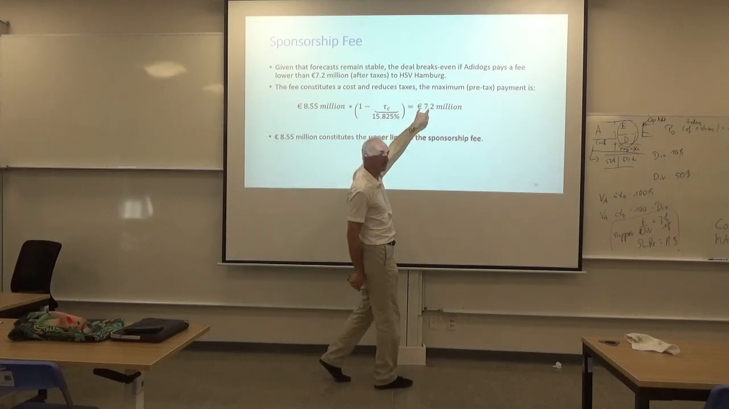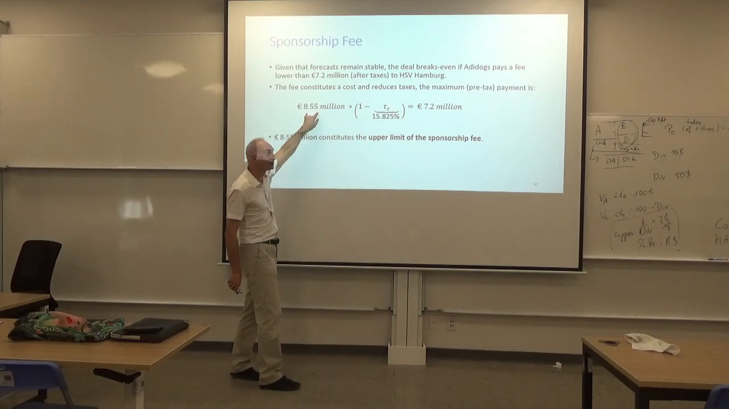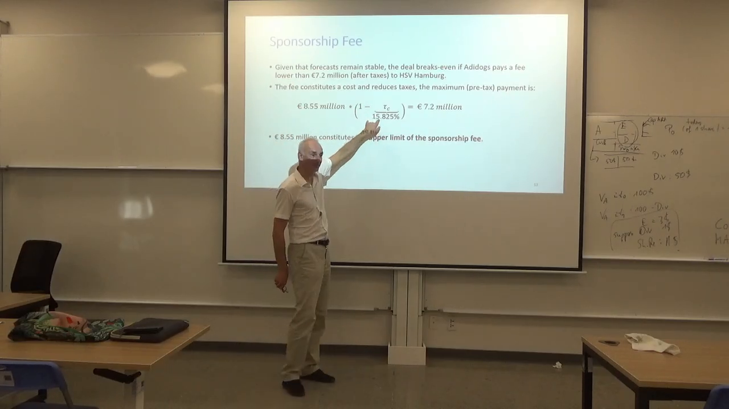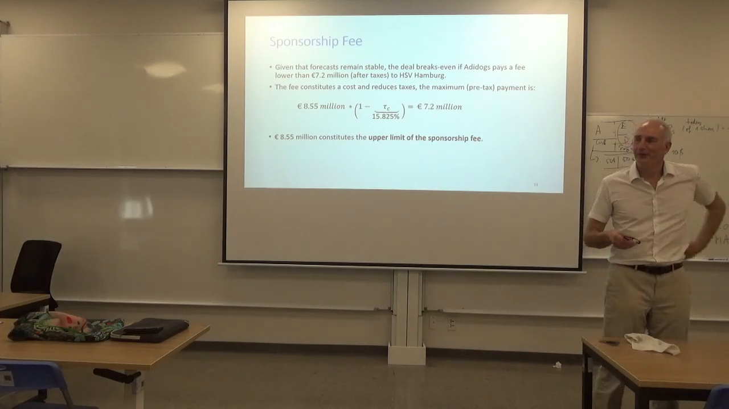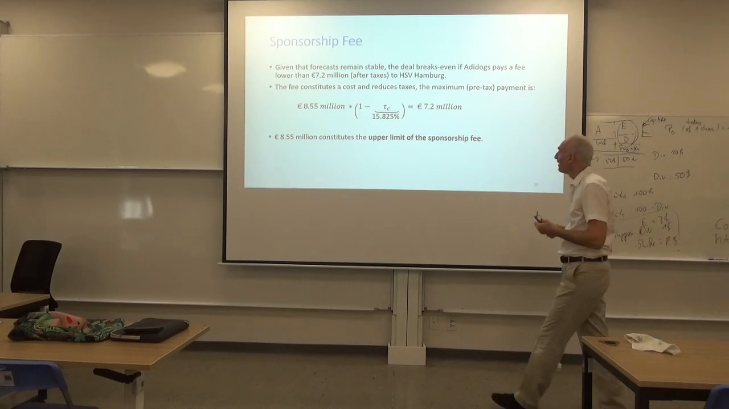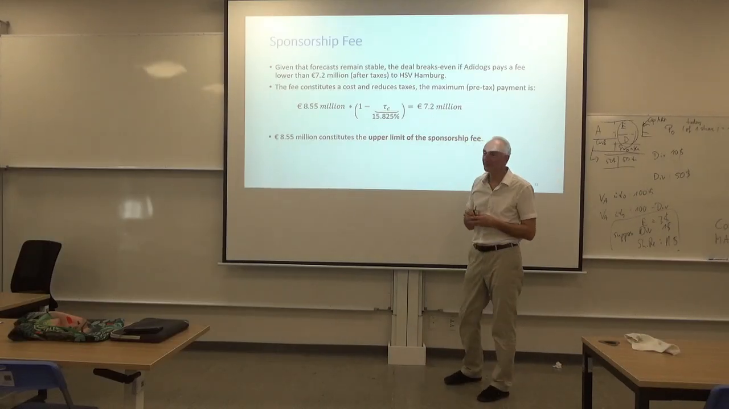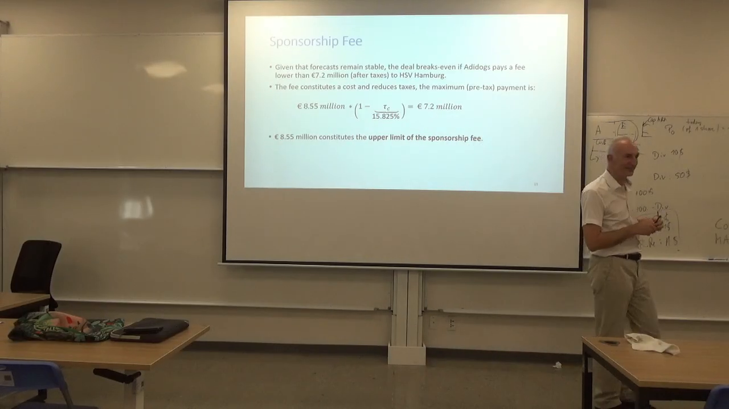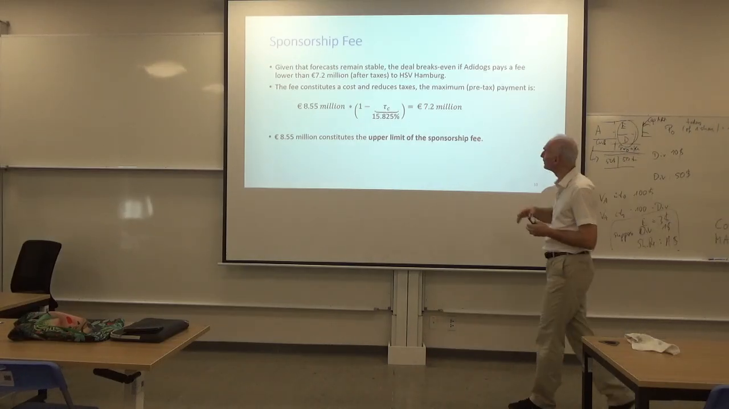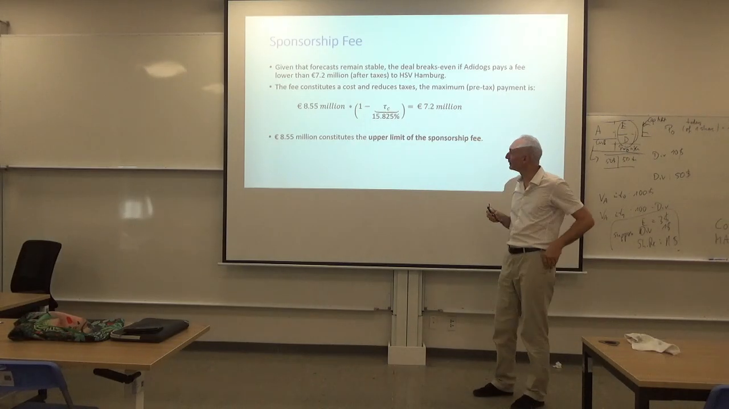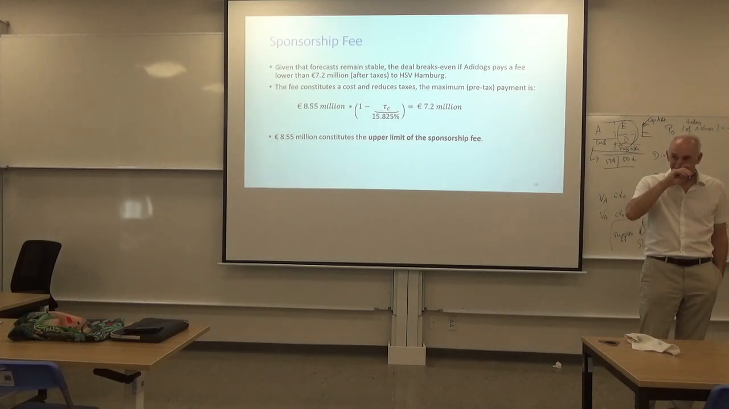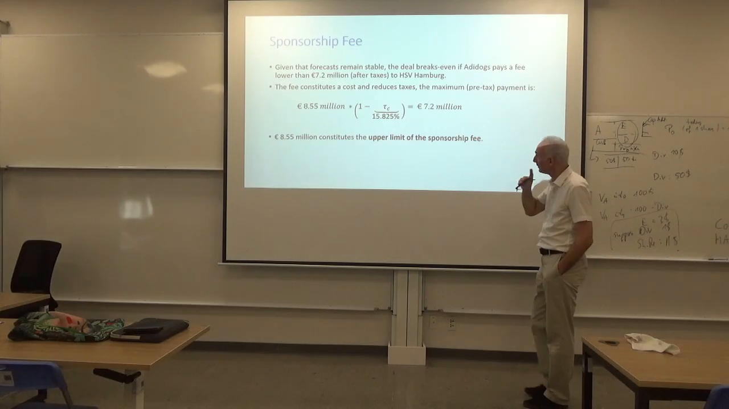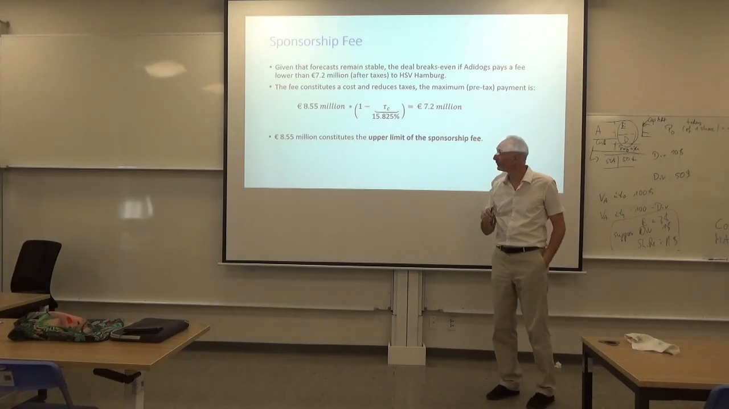If this is the net present value, and if you pay to household Hamburg this one, it is tax deductible. And of course, payments for contracts are normal, ordinary payments, and the after-tax value of this is 7.2 million. So the maximum that you can pay is such that after tax, it will not cost more than 7.2 million. And therefore, never forget the taxes. The maximum price is a pre-tax price. And therefore 8.55 million. This is the upper limit of the sponsorship fee.